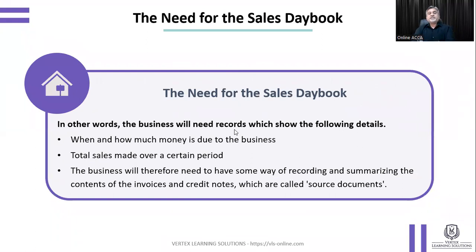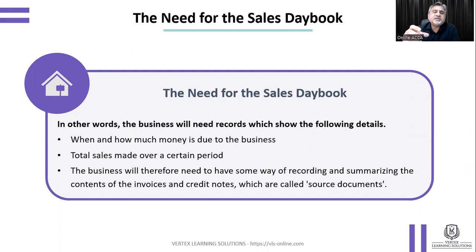In other words, the business will need records which show the following details: when and how much money is due to the business. And this will only be done if you have kept your sales daybook in place. Okay, cash sales are not an issue because I've got the cash. I need to see how many of my customers are going to pay me in September, how many in the month of October, and how many in the month of December.